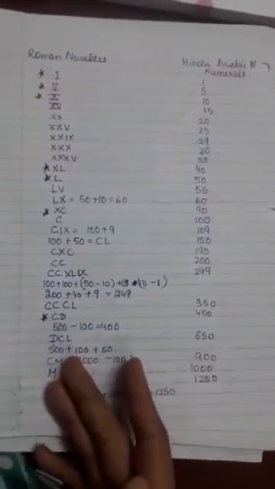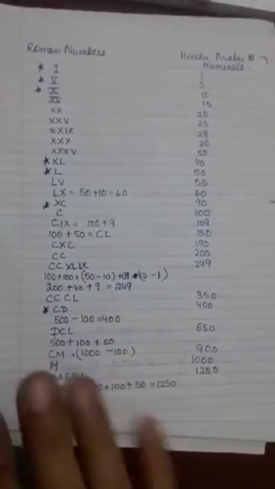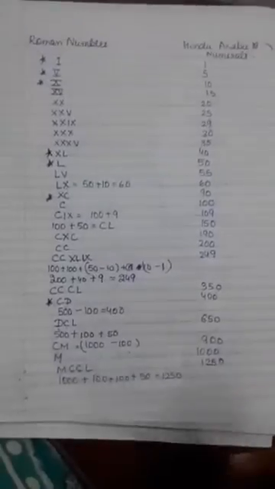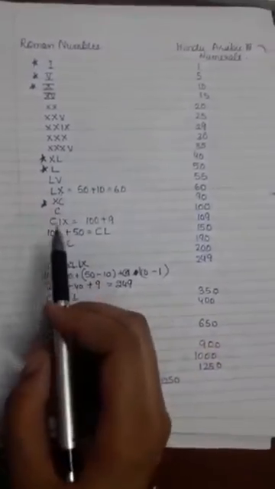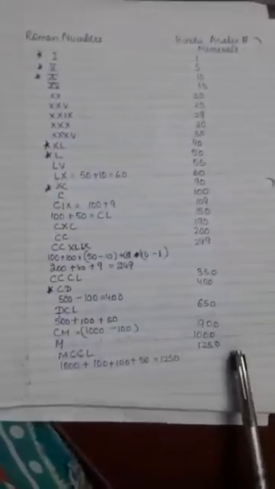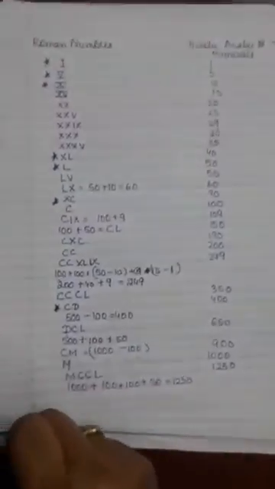But you have to see that only 4 symbols can be repeated: I, X, C and M, only 3 times. Then you have to see if the smaller number is written on the right side of the greater number or on the left side of the greater number. According to that, you have to add or subtract and write these symbols. To remember these symbols, they are also given in your worksheet. So remember this. Thank you.